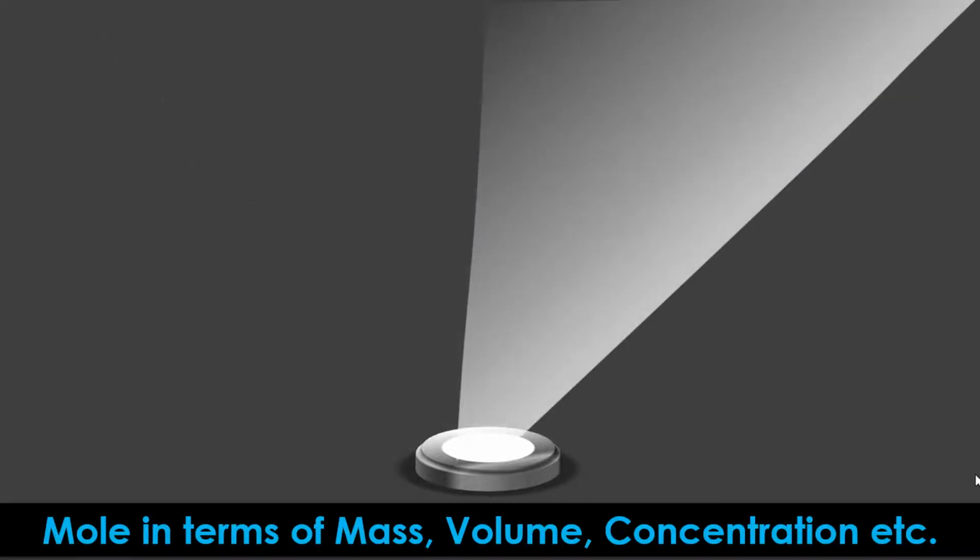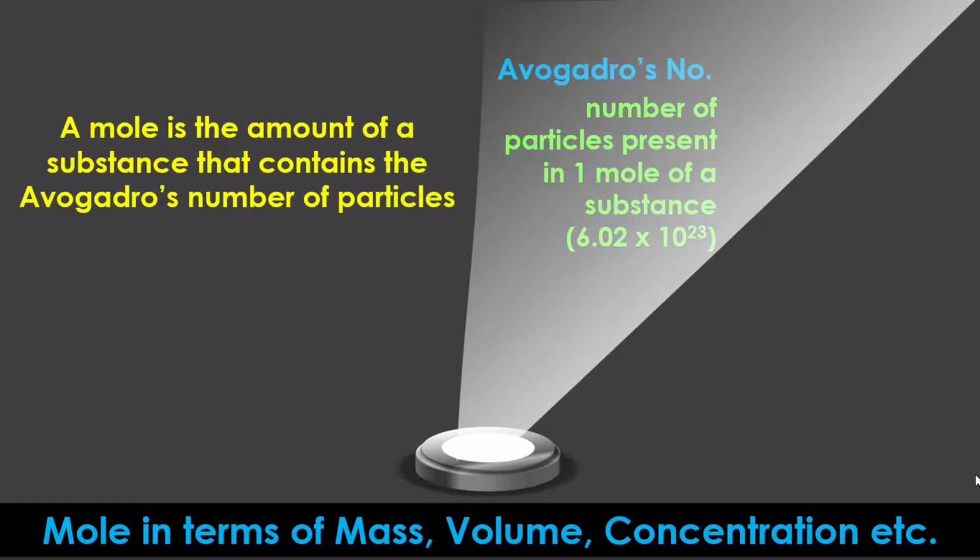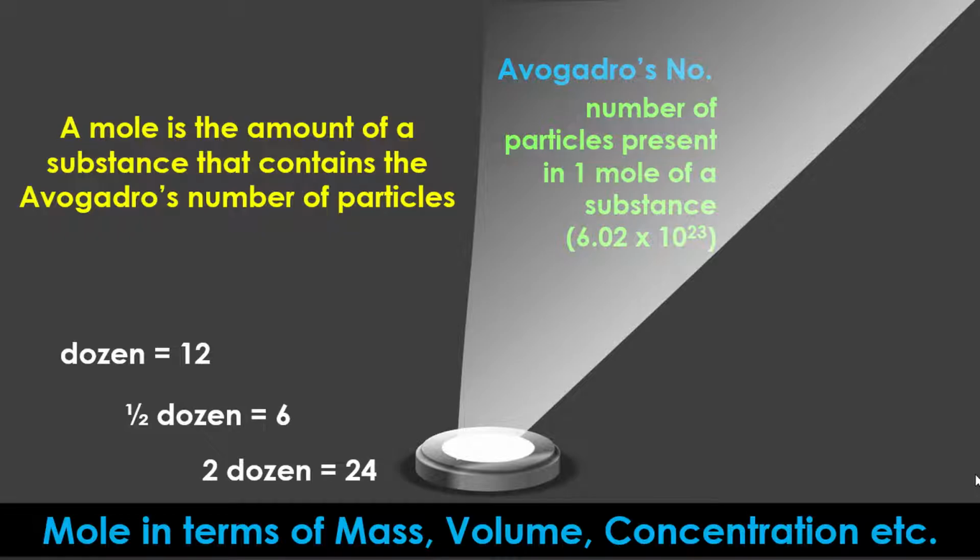In terms of number of particles, the mole is considered to be equivalent to the Avogadro's number, which has a value of 6.02 times 10 raised to the power 23. This means the amount of any substance that contains this number of particles equals to its mole. Therefore, you can redefine the mole as the amount of any substance that contains the Avogadro's number of particles. Just liken the mole to a dozen, which represents 12, with half dozen representing 6 and 2 dozen equivalent to 24.